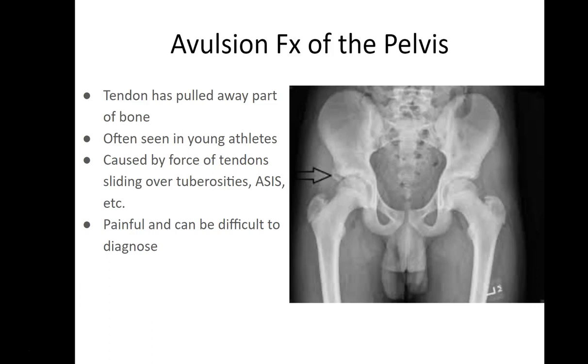Physicians will use x-ray and range of motion exercises to help diagnose this. Sometimes it can be easy to miss an avulsion fracture on x-ray, so the physician will use other exercises to help diagnose. In this x-ray here, you can see it's a little bit grainy, but I can tell this is a pediatric patient based on the epiphyseal plates. And you can see a small avulsion fracture here near the acetabulum.